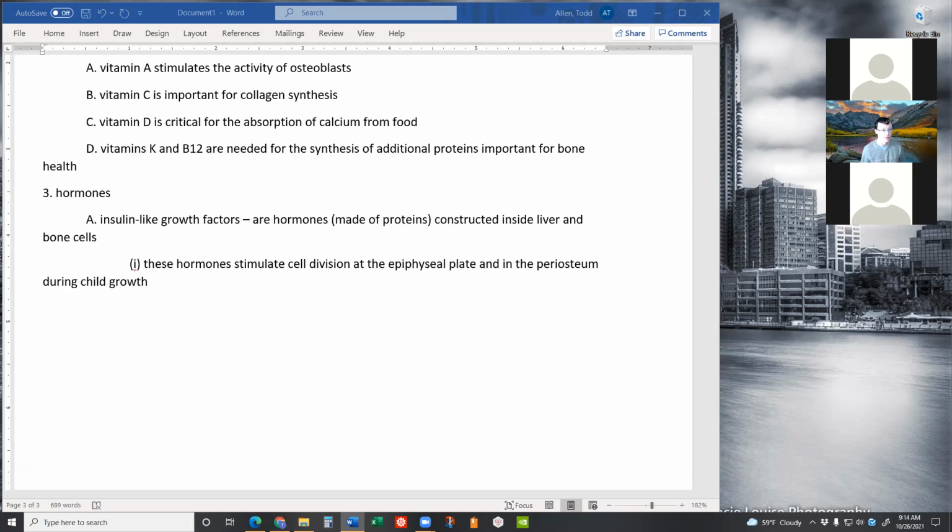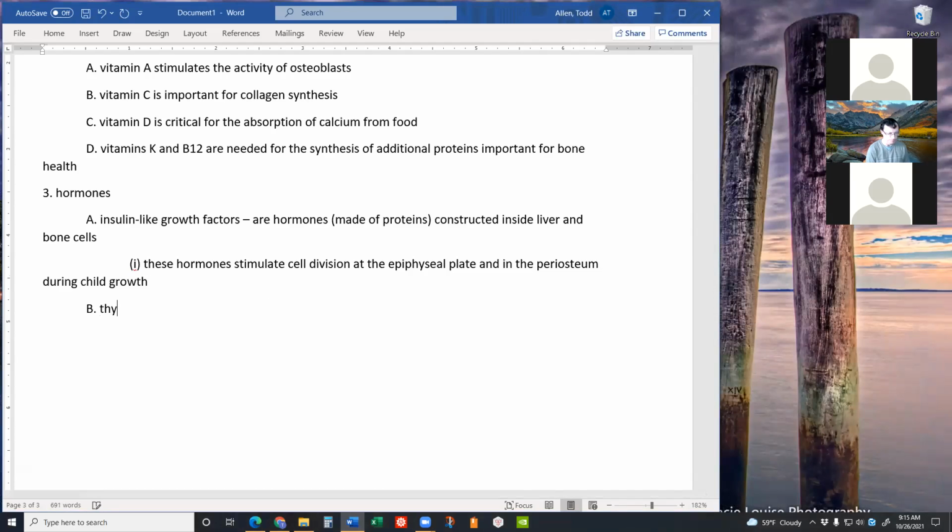Some additional things. Thyroid hormones. Which you may know, there's different thyroid hormones. There's T3 and T4 here that's most relevant for bone physiology. These hormones made by the thyroid promote the growth of bones by stimulating osteoblast activity.